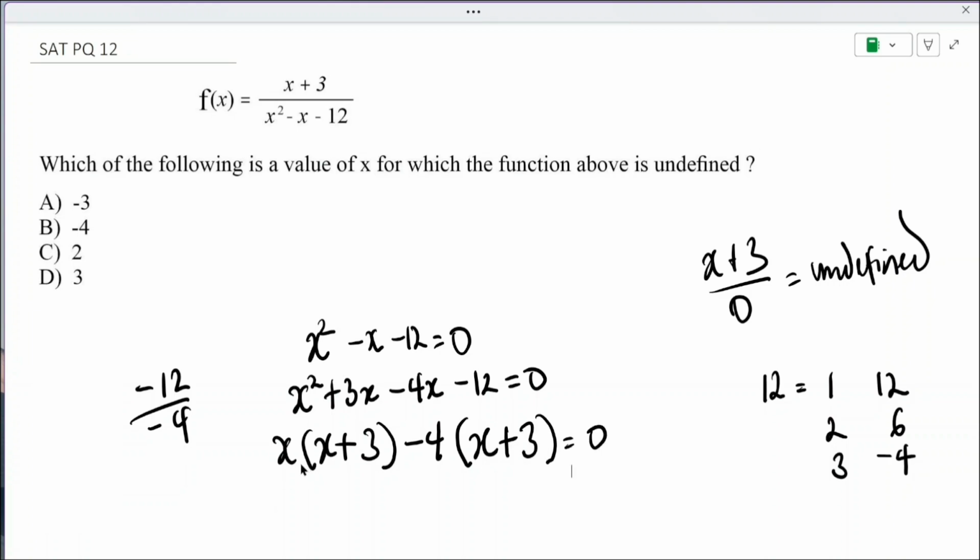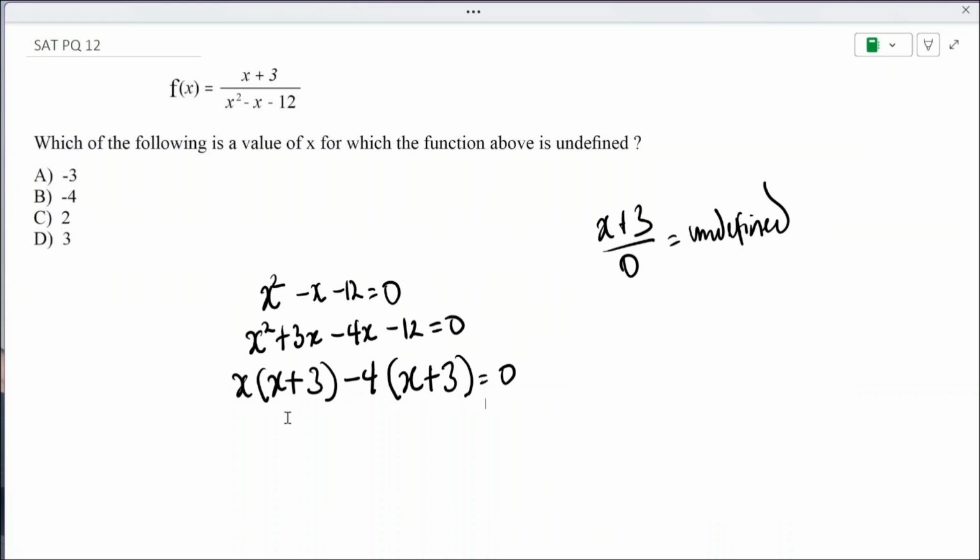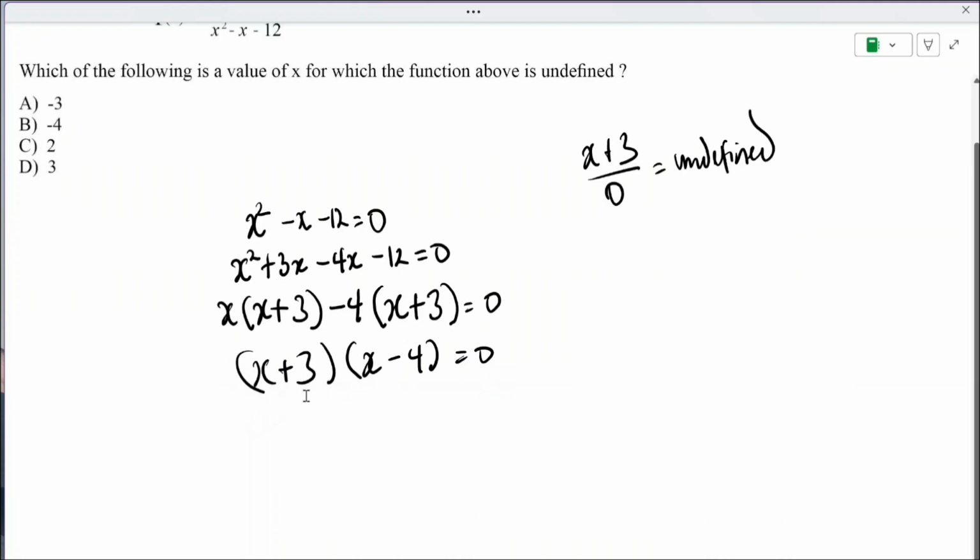So you have x plus 3 in both brackets. This proves that you're on the right path. Now you take one of the two x plus 3's, x plus 3 in one bracket. Then you take this x and this negative 4 and put them in the second bracket. So you have x minus 4, close bracket, equals 0. At this point, you equate both to 0. So you have x plus 3 equals 0, or x minus 4 equals 0.